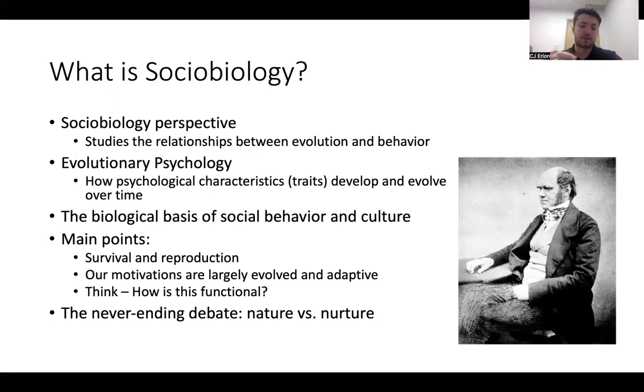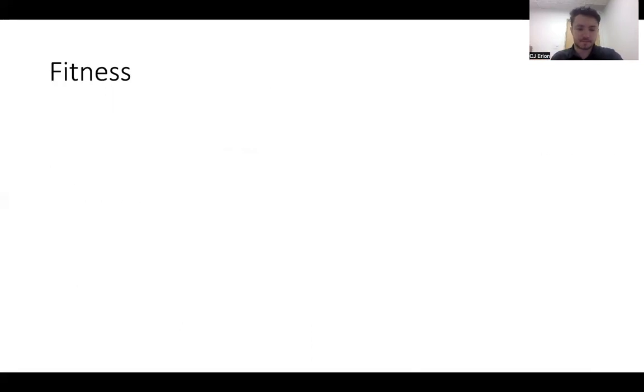There are some people who are strictly nature, like we come into this world ready to go because we've evolved this way. There are people who argue just nurture, like it's all your environment, all your culture. And then plenty of people argue that there's an interaction of both of these things.